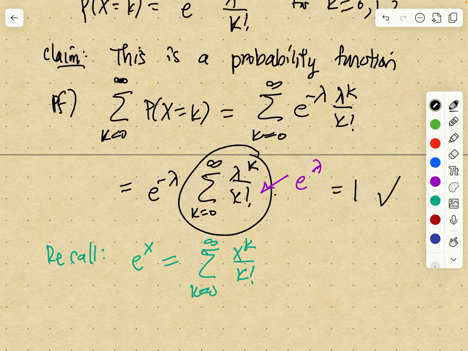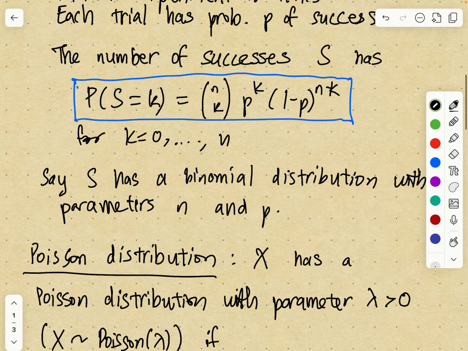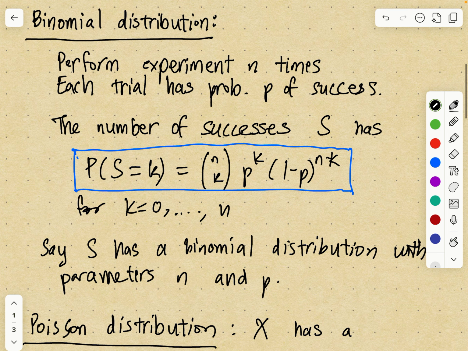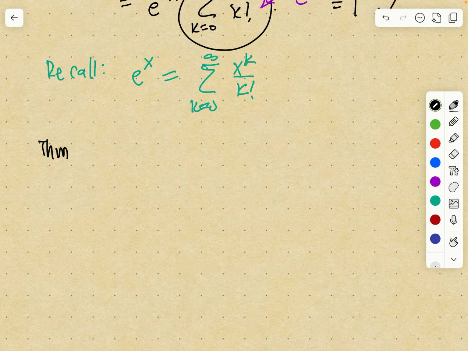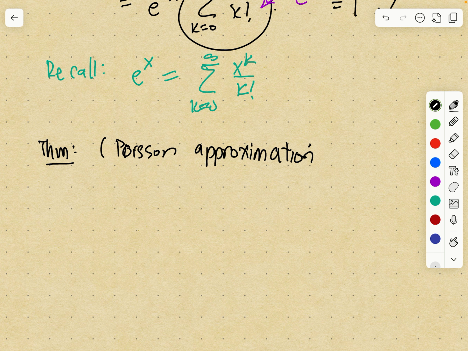All right, so this is a probability function, and it turns out that there's a relationship between these two distributions, the binomial distribution and the Poisson distribution. So that's in the following theorem. The theorem is often called the Poisson approximation to the binomial. In other words, we're using the Poisson distribution to approximate the binomial distribution.